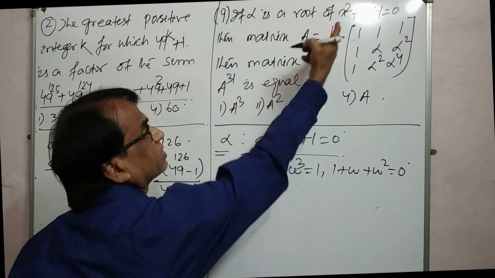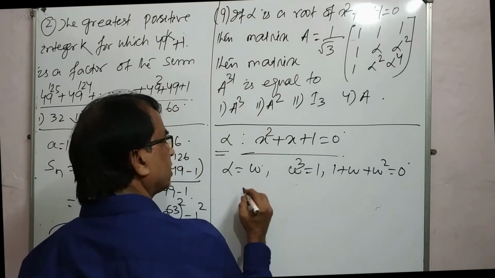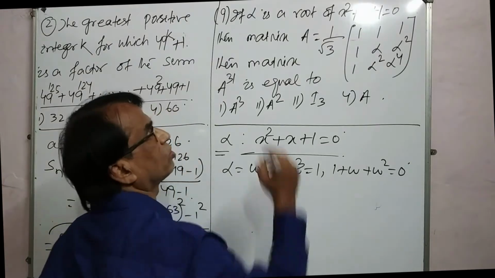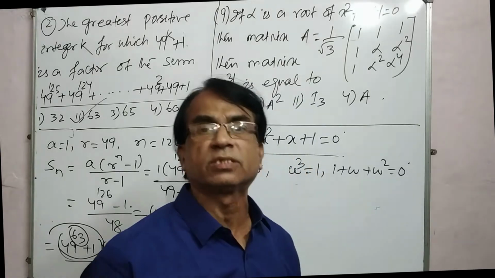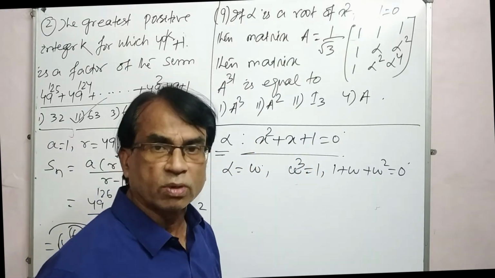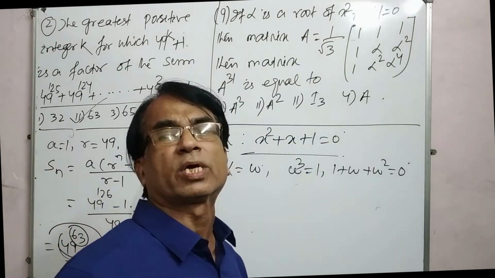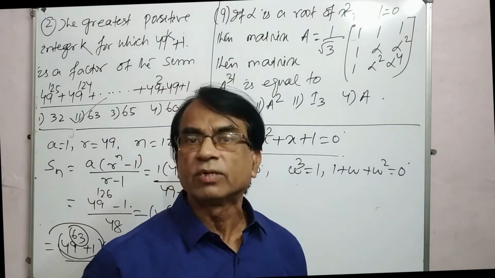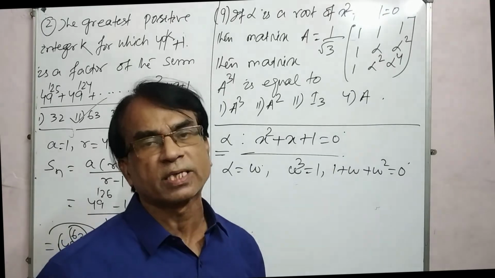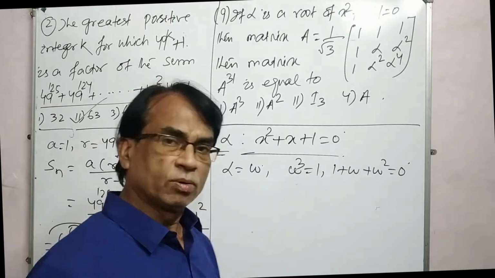That you know it is derived when you take x cube minus 1 is equal to 0. If you multiply x minus 1, it becomes x cube minus 1 is equal to 0. x is equal to cube root of 1. So there are three roots, and the first one is 1, that is the real root, and two imaginary roots, omega and omega square. And you know the properties.